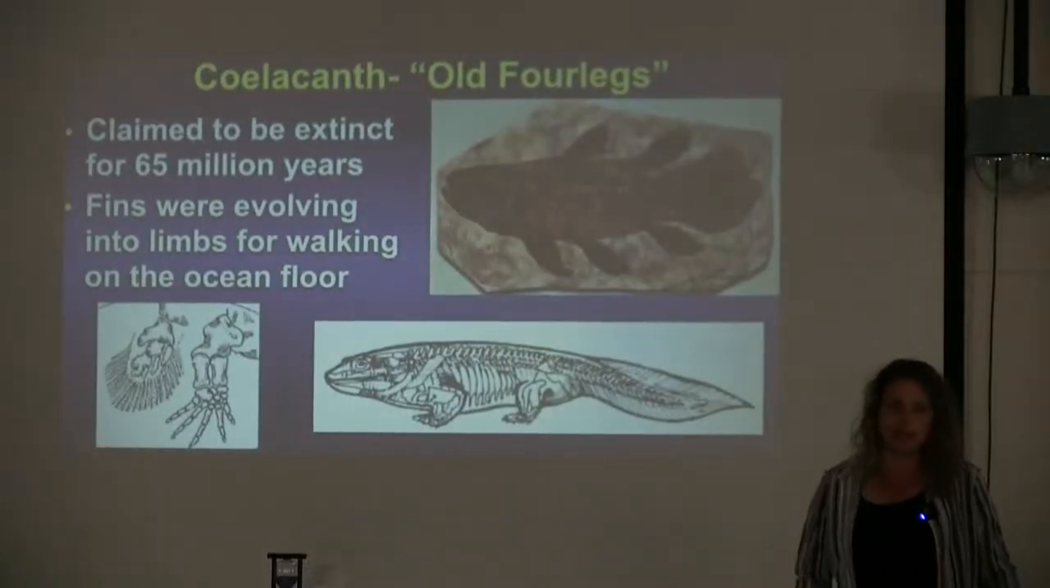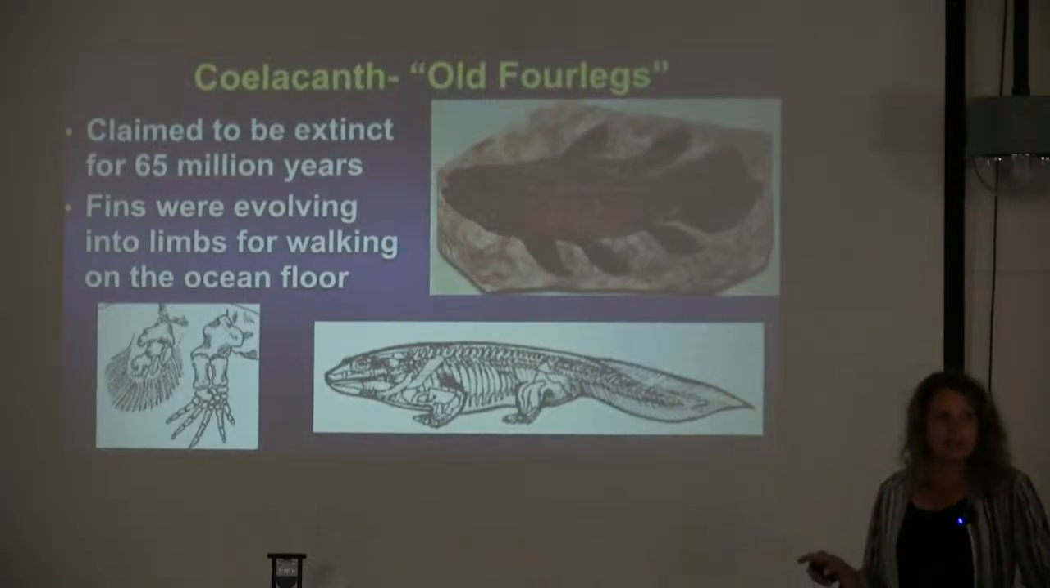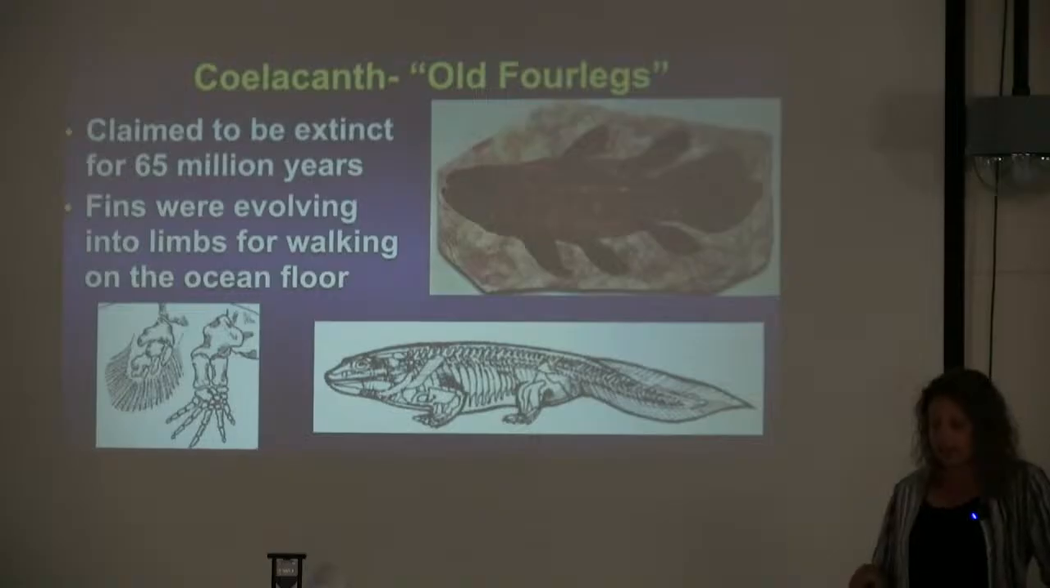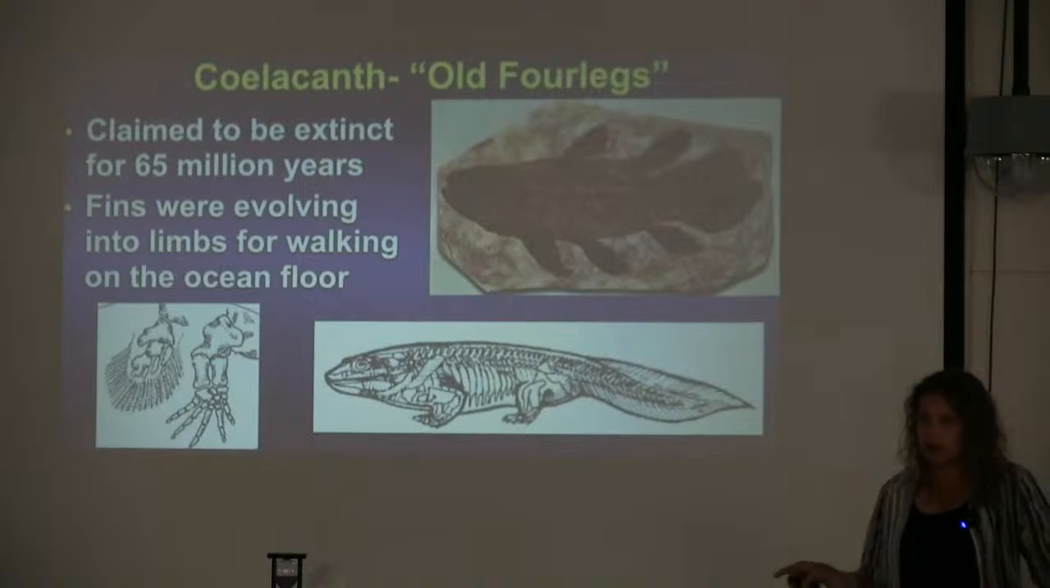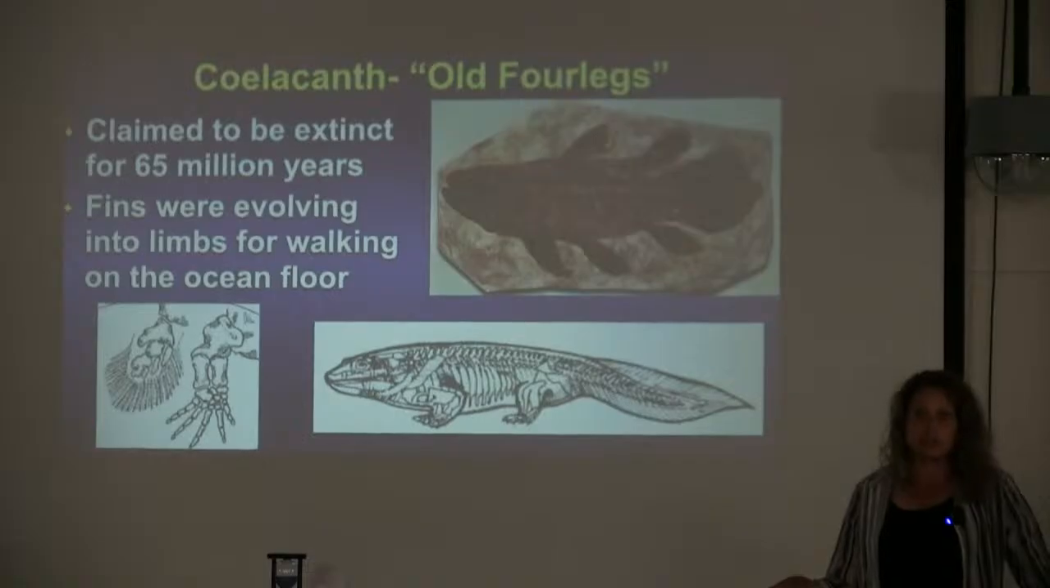Okay, the coelacanth fish supposedly went extinct 65 million years ago. And in the textbooks, you'll see drawings of how this flipper is turning into feet to walk out on land. And then they draw a creature like this and say this coelacanth, they called it old forelegs, because these fins are turning into legs.